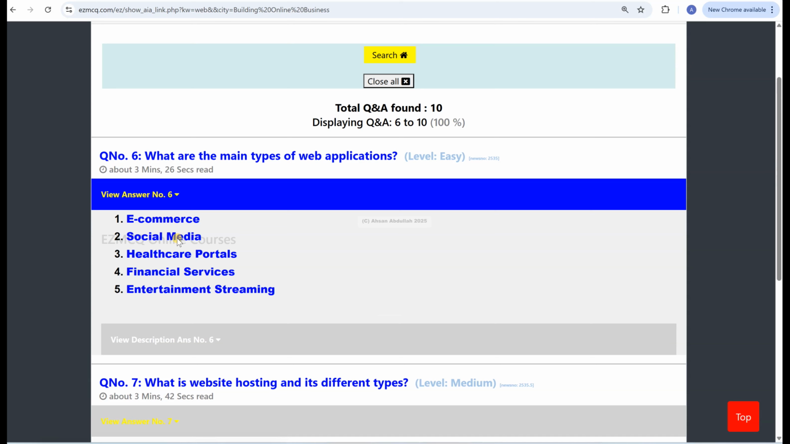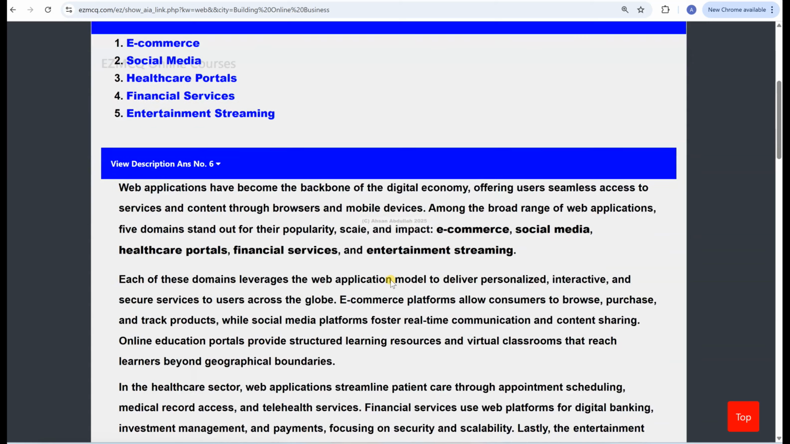Then there is social media. So you can have this for a niche, as I mentioned before, healthcare portals. You already know the difference between a portal, a website and a web application, that is already covered. And financial services, entertainment, streaming, and there could be consulting also.